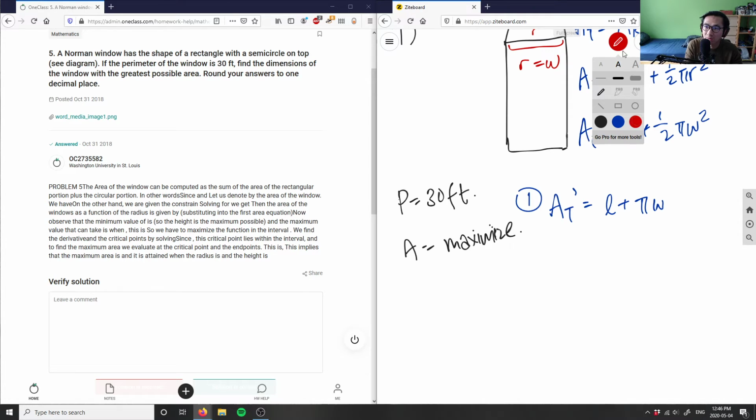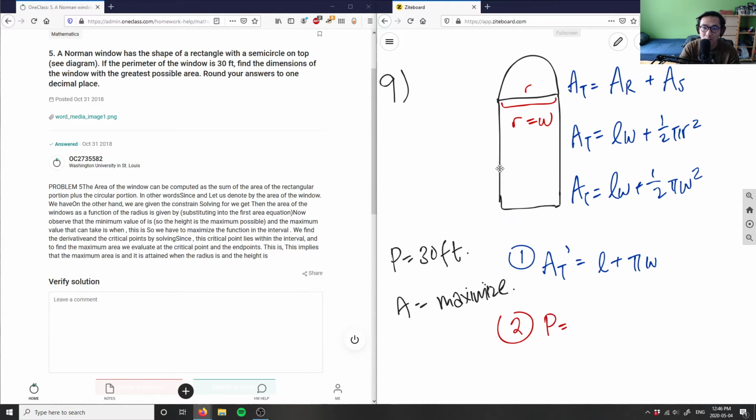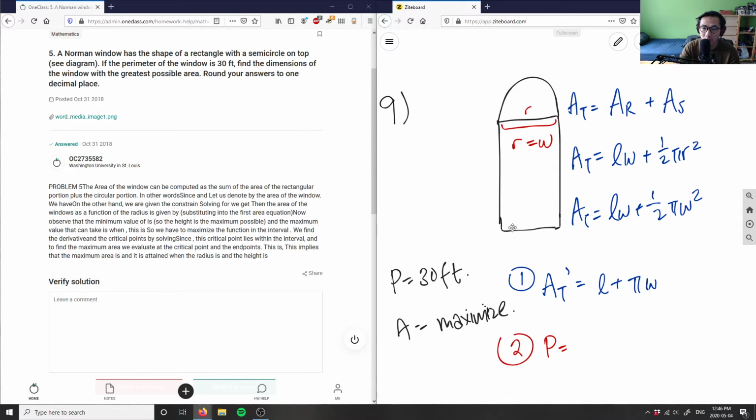And number 2 here is our perimeter formula, right? We know that P equals the perimeter. The perimeter is equal to 30 feet, but we know that perimeter is simply the perimeter around the rectangle, right? So we can say it's one length plus one width plus one width. This length here doesn't count, and we care about this semicircle here, right?